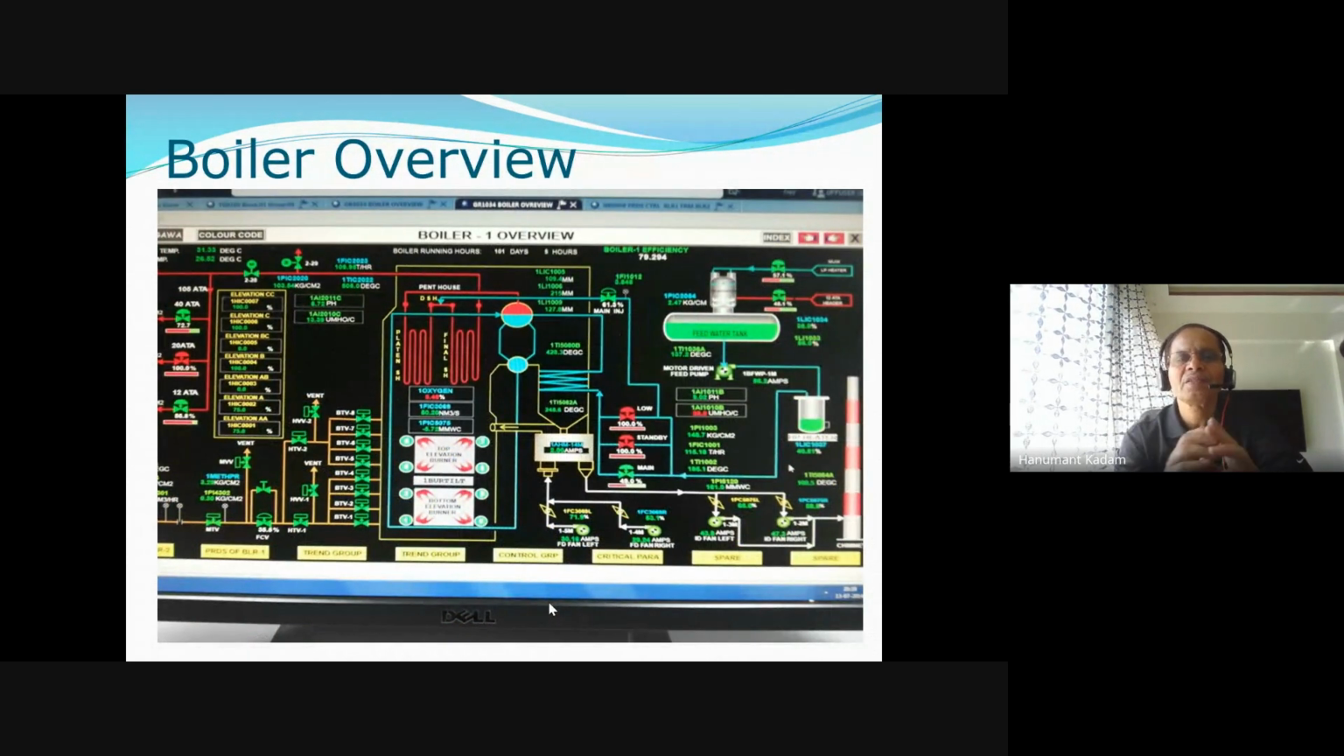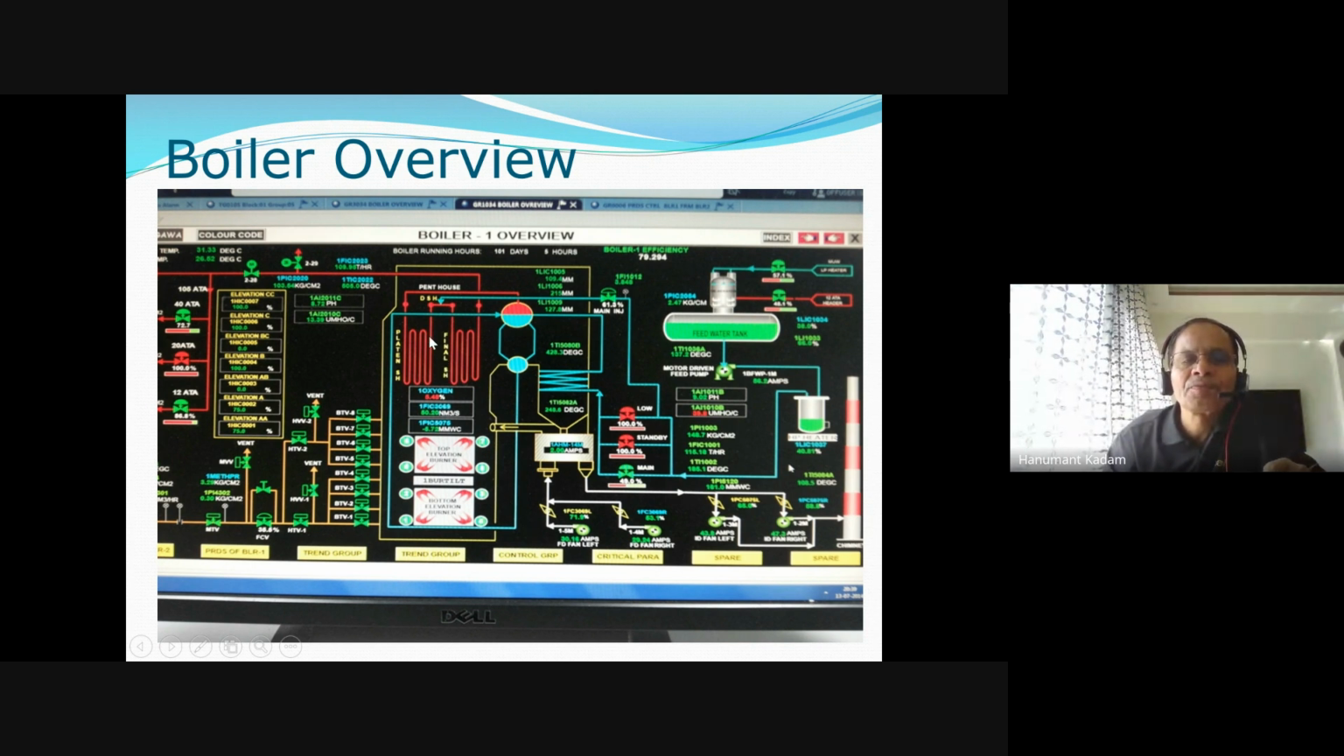So this is the boiler. Boiler one, a graphical overview. In the overview you can see these are the burners, tangentially fired. One, two, three, one, two means two floors. So you can see burners are there diagonally. These are the burners. You can see them on floors.